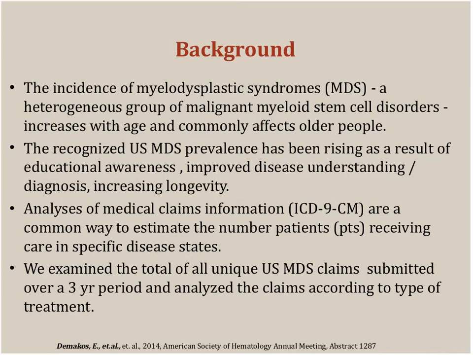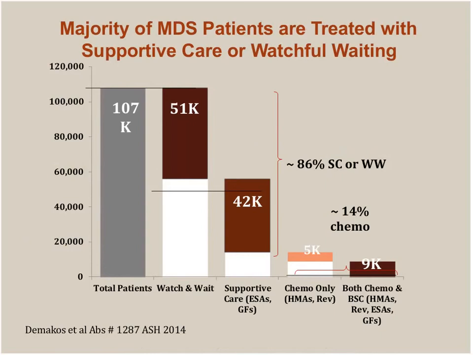and one way to look at the incidence of MDS and understand treatments in the U.S. is to look at medical claims information, which is a common way of looking at this. And in this study, medical claims were examined over a 3-year period. What was identified was that in a 3-year period, 107,000 patients with MDS were identified, and here you see the split of the types of treatment these 107,000 patients received.